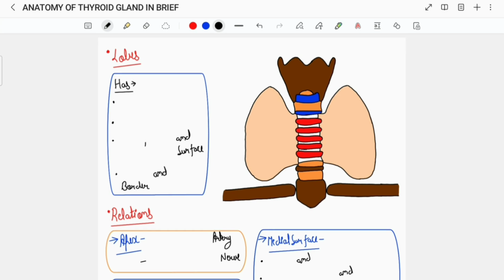Talking about the lobes of the thyroid gland. Each lobe of thyroid gland has an apex, a base, three surfaces which include the lateral, the medial and the posterolateral surface, and has two borders, the anterior and the posterior border.